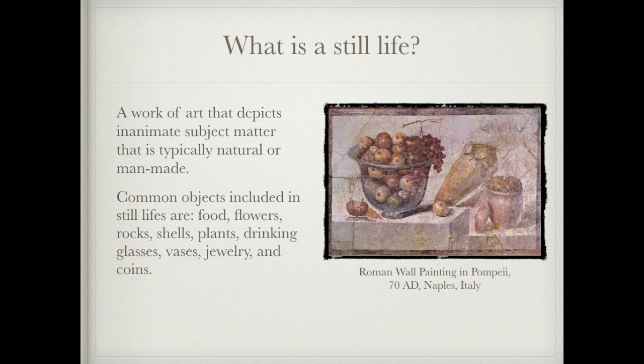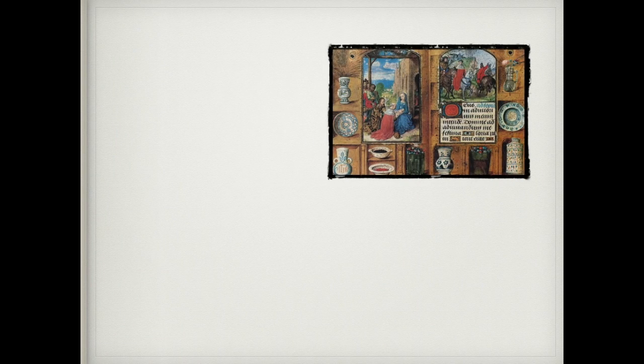This here is an example of one of the very first recorded still lifes. It was painted during the Roman Empire. It's a Roman wall painting in Pompeii around 70 AD in Naples, Italy. Still lifes were originally considered practice and not a recognized art genre.